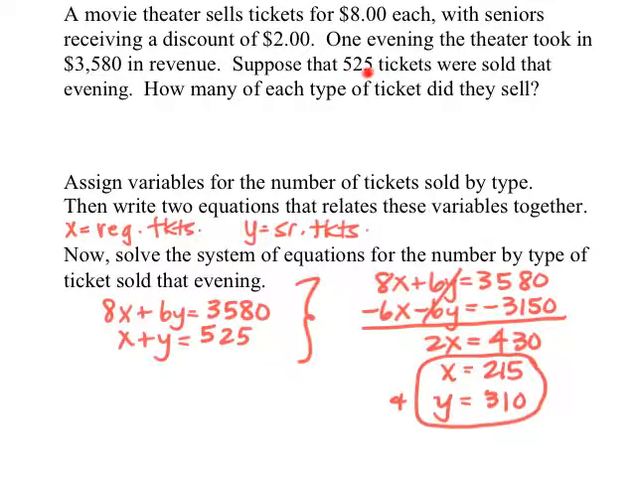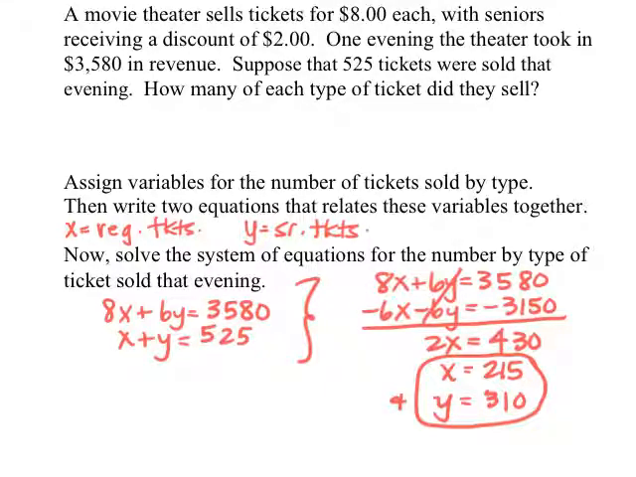Also, in total, 525 tickets were sold. So that means the sum of the regular tickets plus the senior tickets is 525 tickets. Once we have a system of two variable equations, we can solve it. We're going to spend time reviewing the processes for doing this in this lesson, but hopefully you remember some of this. I used the elimination method over here.